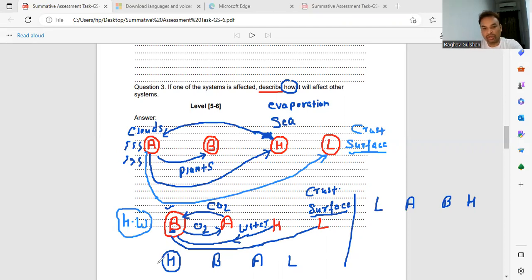So now, for your practice, you try to do this part: how the hydrosphere is connected to the biosphere, atmosphere, and lithosphere. And then finally, how the lithosphere is connected to the atmosphere, biosphere, and hydrosphere. Okay, so again, I will stop at this question and I will make the video of question number 4 separately. Okay, thank you.